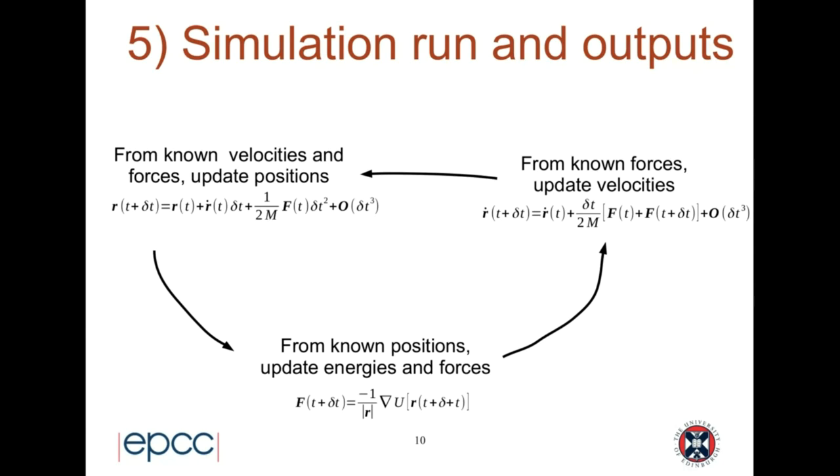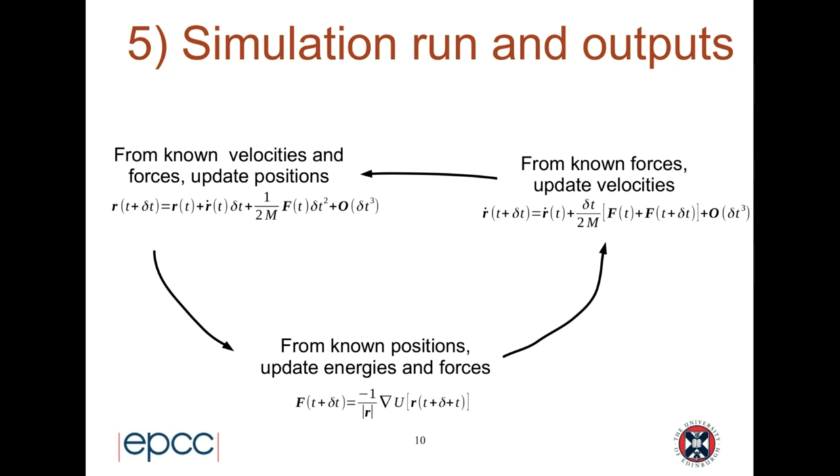they are all simply Taylor expansions. So if you Taylor expand r(t + delta t), you get whatever's to the right of that equation. If you Taylor expand r dot (t + delta t), you get something that looks kind of like that. And if you Taylor expand F(t + delta t), you get exactly what you would get from r(t + delta t). It's a simple case of Taylor expanding the right things to get the algorithm that works.